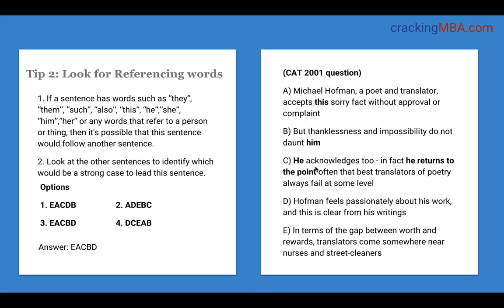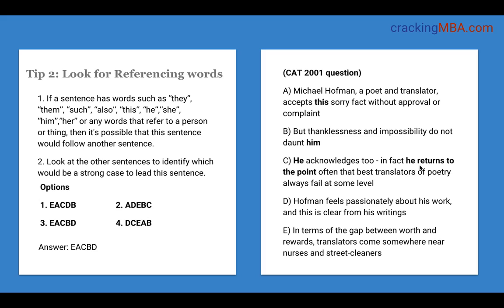Then we can see that he returns to the point. So he refers to some person, and it could be Michael Hoffman, who is defined in A. Okay, so you can also see he returns to the point where the best translators of poetry always fail at some level.